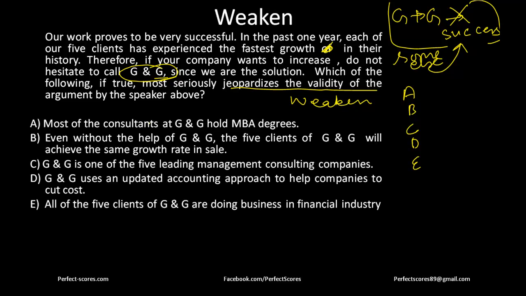A says most of the consultants at GNG hold MBA degrees. Now it does not matter what degree they hold, because nothing about MBA has been mentioned. B says even without the help of GNG, the 5 clients of GNG will achieve the same growth rate in sales. Now this may be an answer, because if this is true, that means GNG did not have any part to play. So it will definitely jeopardize the validity of the argument. So B can be the answer. C says GNG is one of the 5 leading management consultant companies.